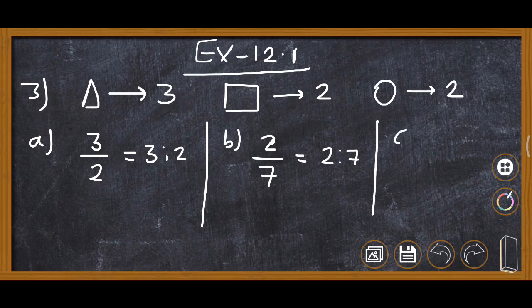Now it's part C: number of circles to all the figures inside the rectangle. So the number of circles is 2 and all the figures inside the rectangle, it is also 7. So here the answer is 2:7.